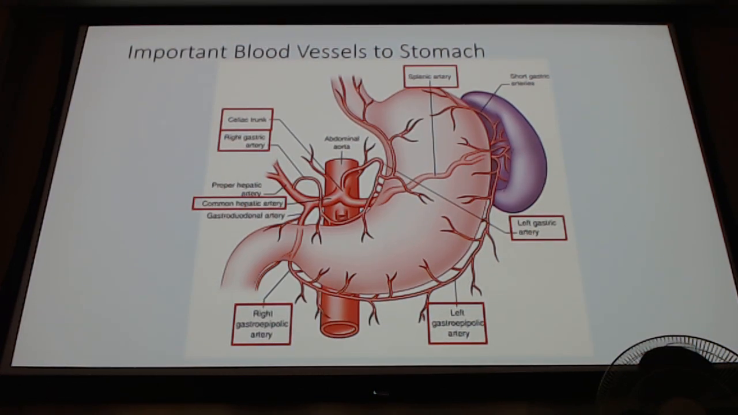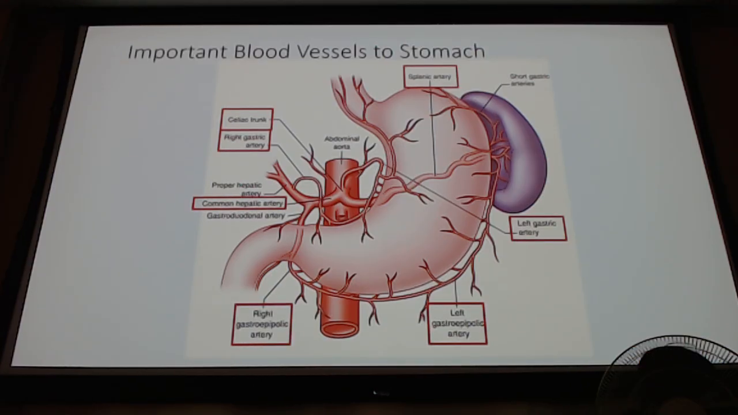When we talk about blood vessels around the gut, around the stomach, all of these are pretty important, because when you do surgery on the stomach, the duodenum, the spleen, these are the things we always have to keep in the back of our mind as to what it's supposed to look like, and be aware of variants of those.